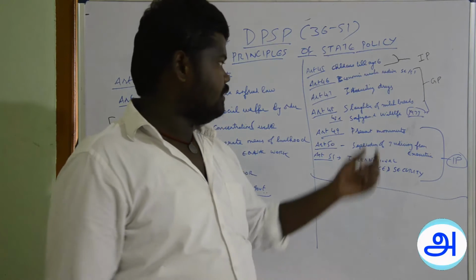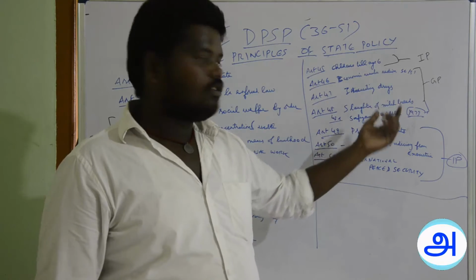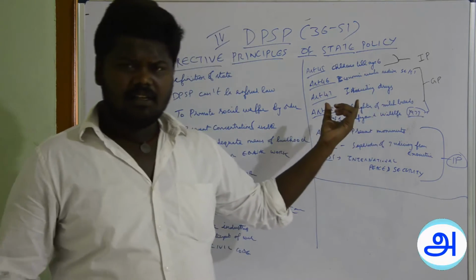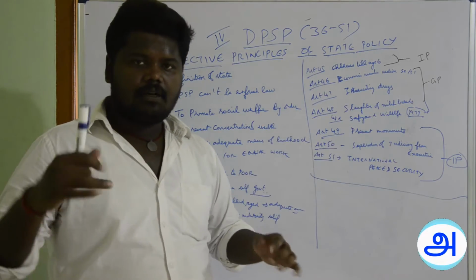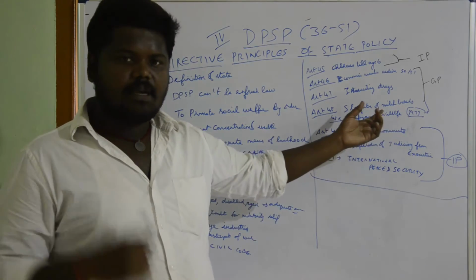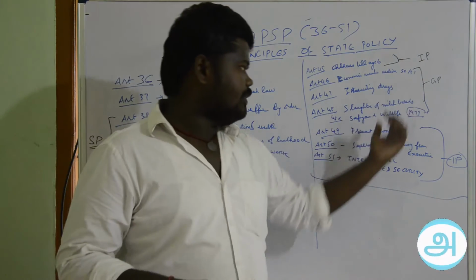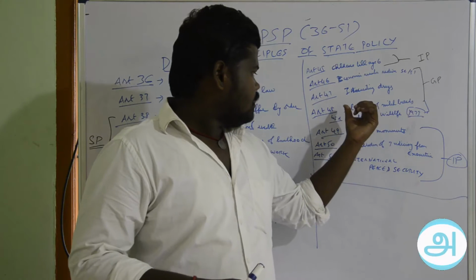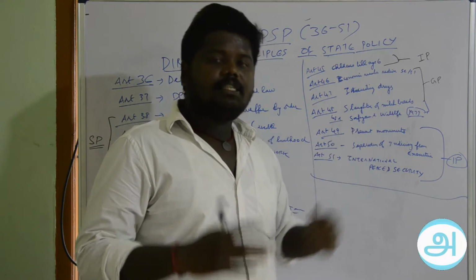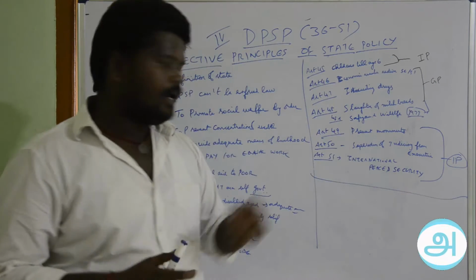Economically weaker sections should be helped. Article 47 is intoxicating drugs. Similarly, Article 48 covers slaughter of cows and milch animals, and of course, it has a sub-branch. 48 is safeguarding wildlife. 49, what happens?